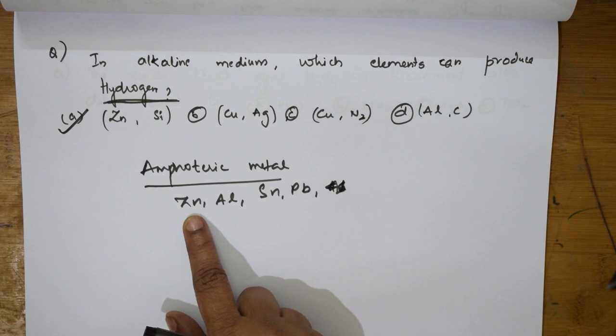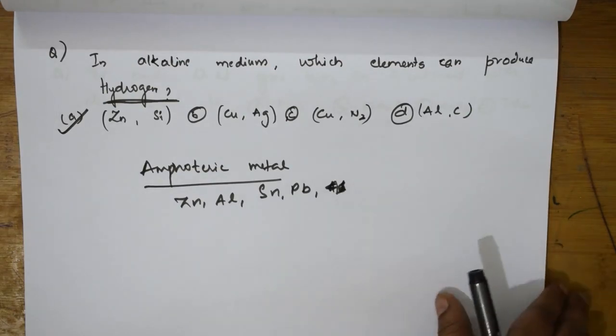If zinc reacts with HCl, it will become zinc chloride. If it reacts with sodium hydroxide, it becomes sodium zincate. So this is the thing. Now let us come back and see the next question.